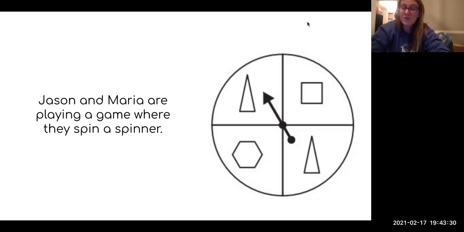Okay, what is an outcome that is impossible for us to spin? You could really say any answer. Okay, a trapezoid would be impossible. A turtle would be impossible. A circle would be impossible. The color green would be impossible because none of those are on our spinner. What is an outcome that is certain?